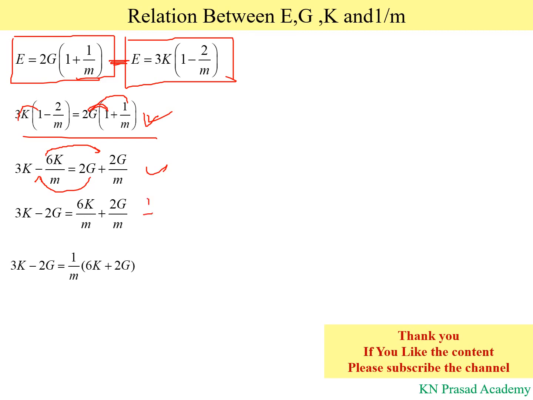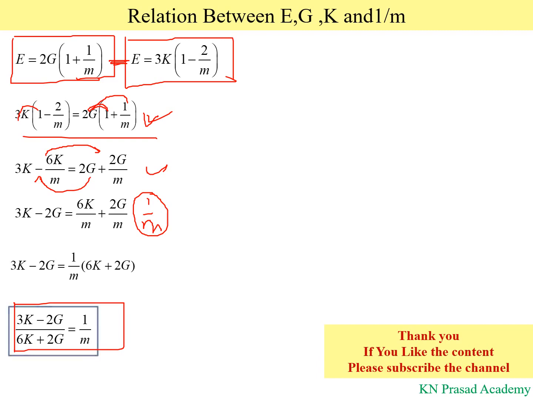Here we take 1 by M as the common factor. Then 3K minus 2G equal to 1 by M into 6K plus 2G. Finally, 1 by M will become 3K minus 2G divided by 6K plus 2G. So this is also a very important formula. In the examinations, they will give the Poisson ratio and the G value, and the question may ask to find the K value. For this, we have to remember this formula: 1 by M equal to 3K minus 2G divided by 6K plus 2G.